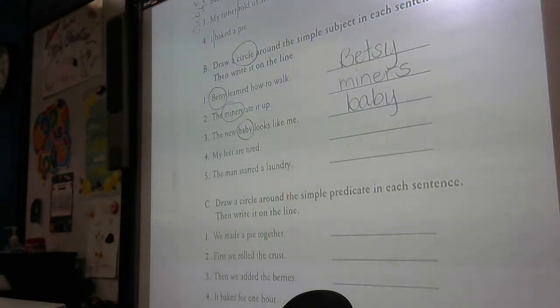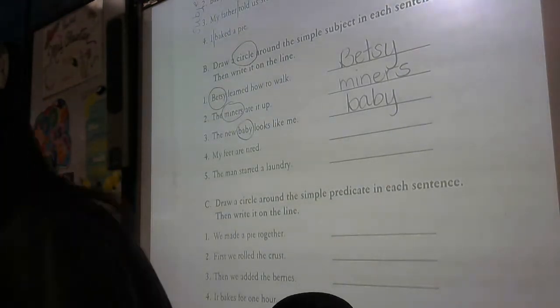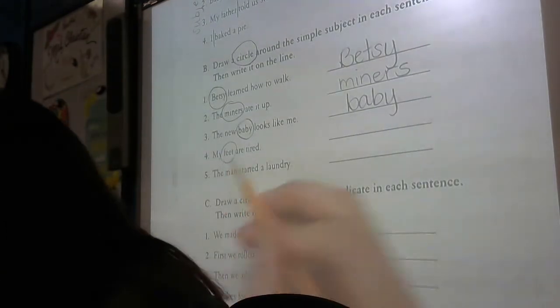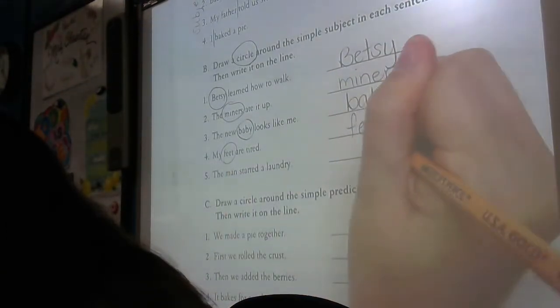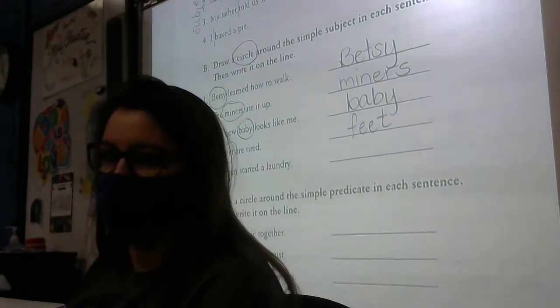Okay, my feet are tired. What is tired? Feet. I saw that several of you put my. Number four subject is feet. My just helps us understand who they belong to.